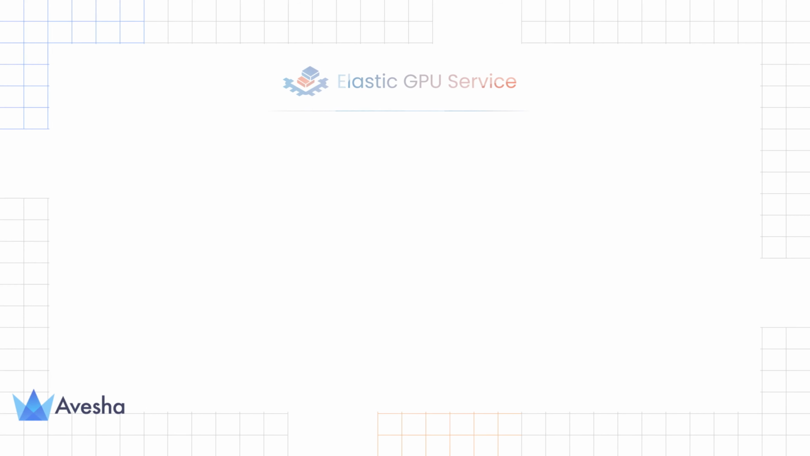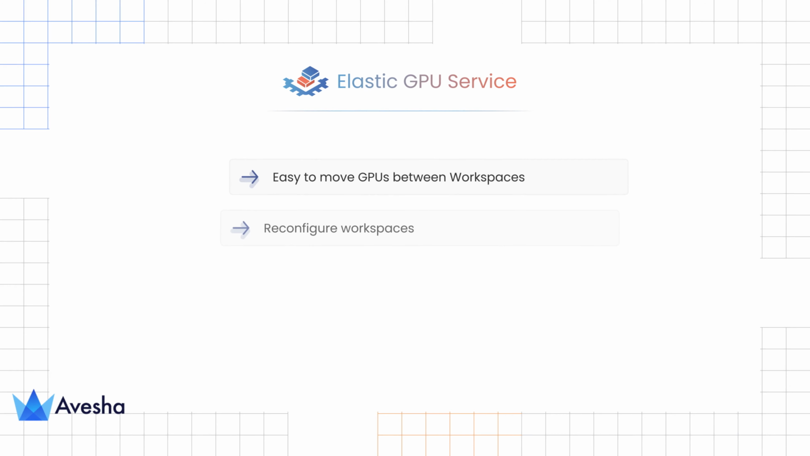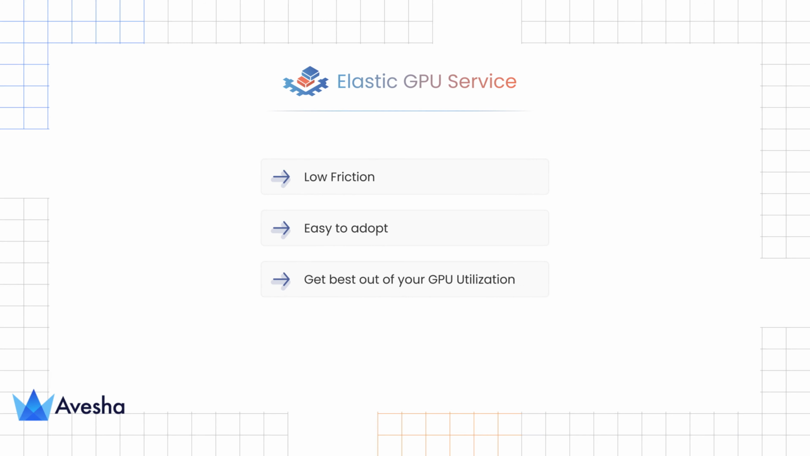All of these operations are very easy to move GPUs between workspaces, to reconfigure workspaces, and to execute jobs in many different workspace environments, making the entire EGS process low friction, easy to adopt, and helps you to get the best out of your GPU utilization.